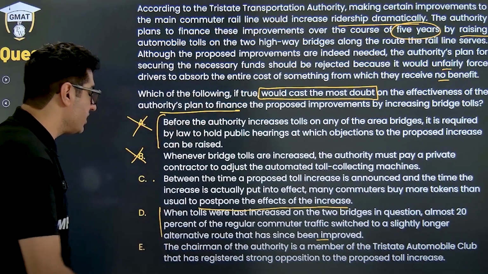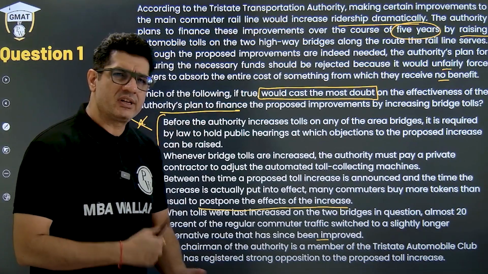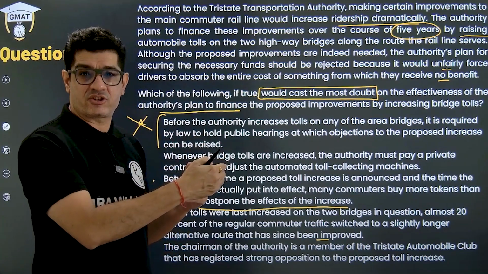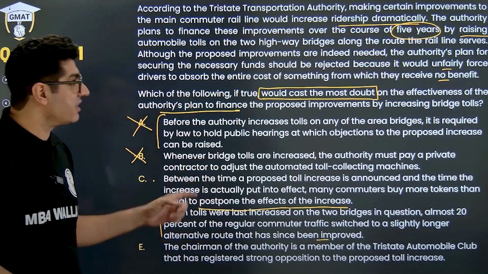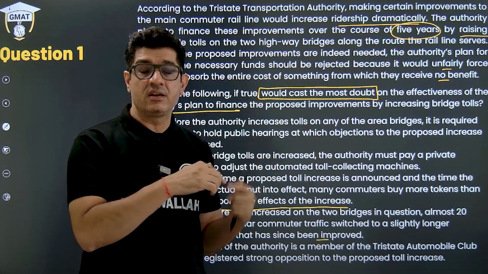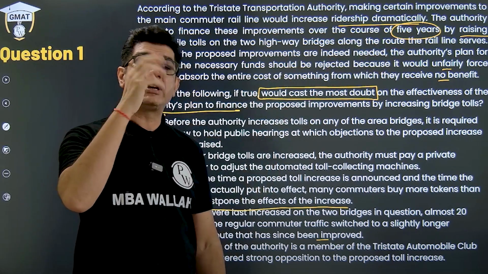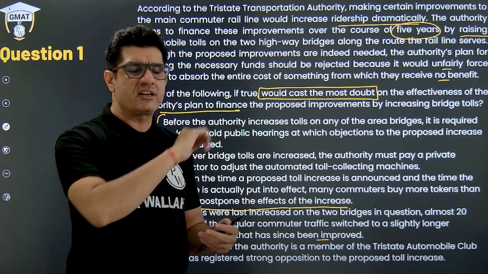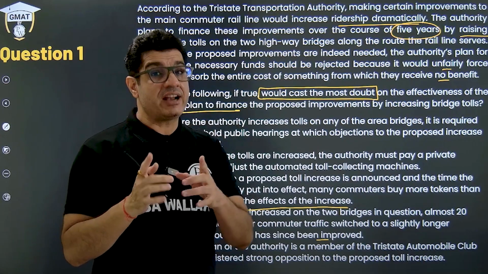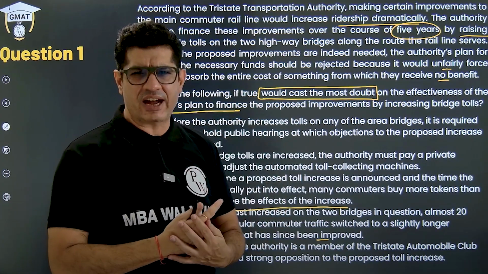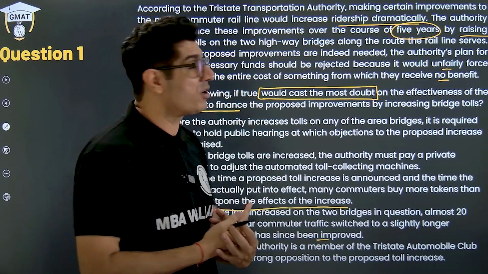Now, if this is true, then what does it mean? You are counting on increased toll collection. But then this says that if you increase the toll rate, what happens? In the past, when that was done, there was a 20% fall in the ridership on the bridge. People started taking an alternate route. Now, not only that, that alternate route has since then been improved as well, which means that that alternate route has also become more attractive.